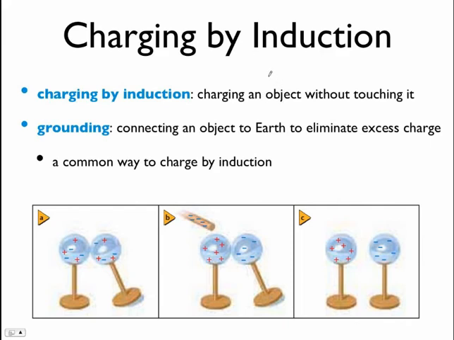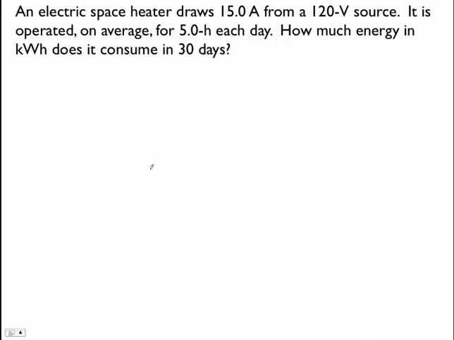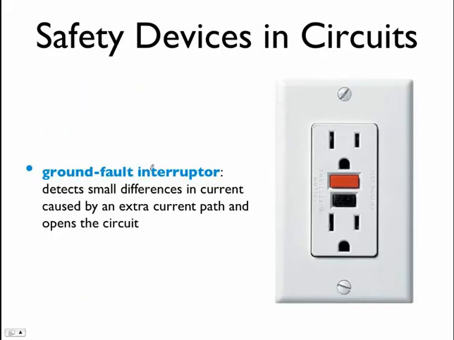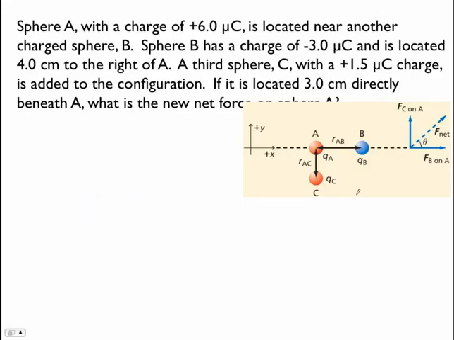To charge by induction, induction means not touching. So this is when you're going to charge an object by not actually touching it. This happens a lot of times when you ground something. In your bathroom, you have those outlets. These right here are ground outlets, and so that's why a lot of times you'll put your hair dryer in there, or your straightening iron or something like that, because you want that to be grounded.